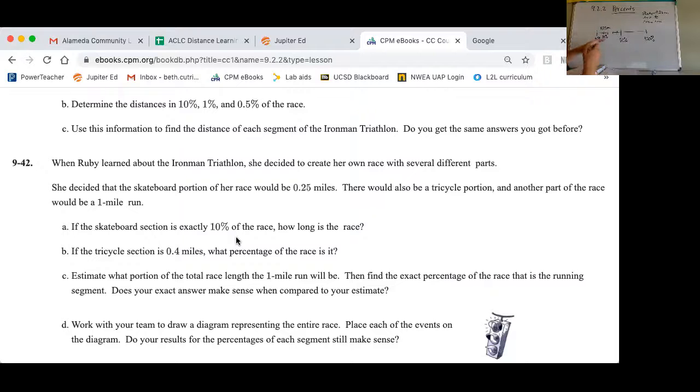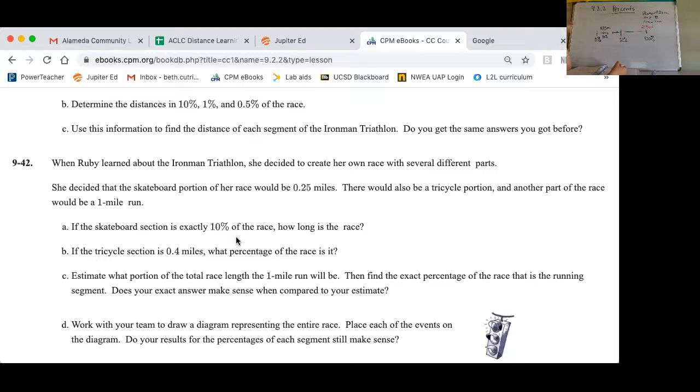Okay, so if the skateboard section is exactly 10% of the race, how long is the race? So if this is 10% and the race is 100%, I need to multiply 0.25 by 10. And I'm just going to move the decimal over 1. So the entire race is 2.5 miles.